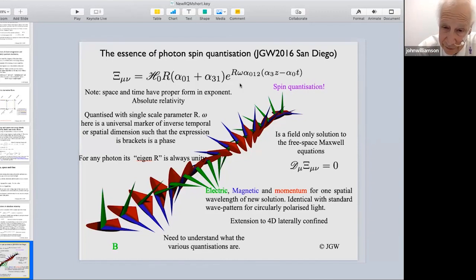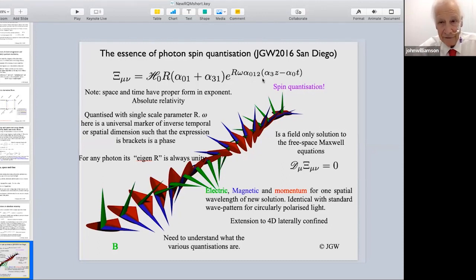So if you look at the wave pattern here, if I expand this thing in sines and cosines, which I can do because they all square to minus one, then what I find to my astonishment, well, not to my astonishment really, is that you get exactly the field pattern for a circularly polarized photon, of course.